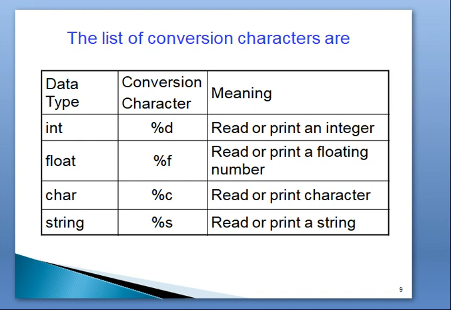Float data type: we use the %f conversion character. For the floating point data type, we use the %f conversion character. It is used to read or print a floating point number. Character data type: we use the %c conversion character. It is used to read or print a single character.